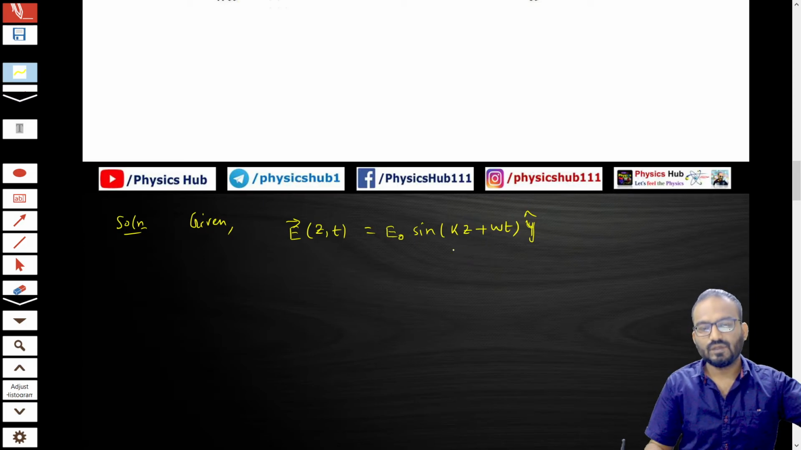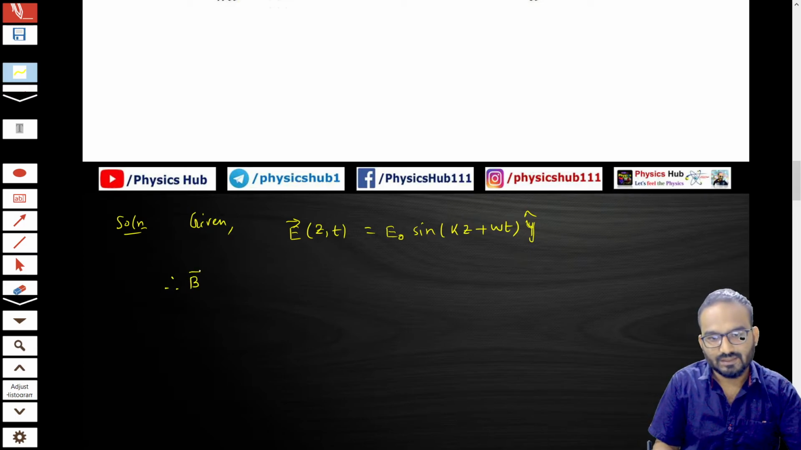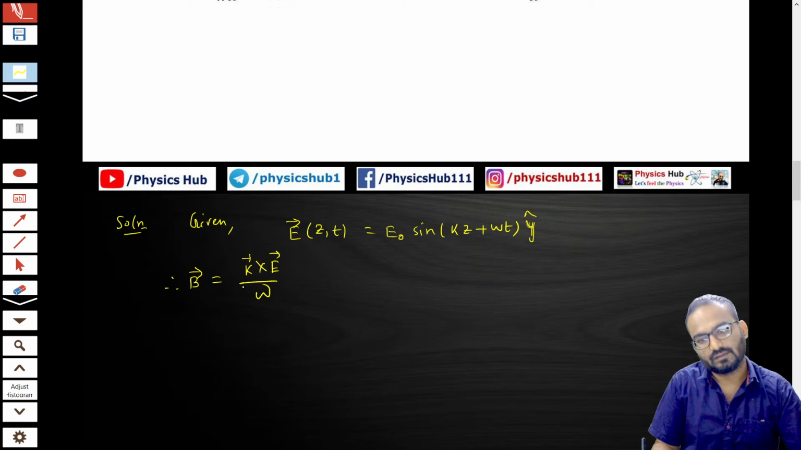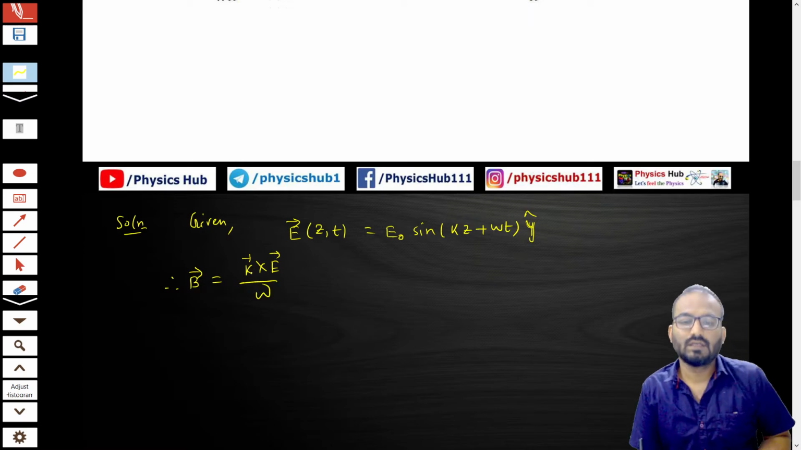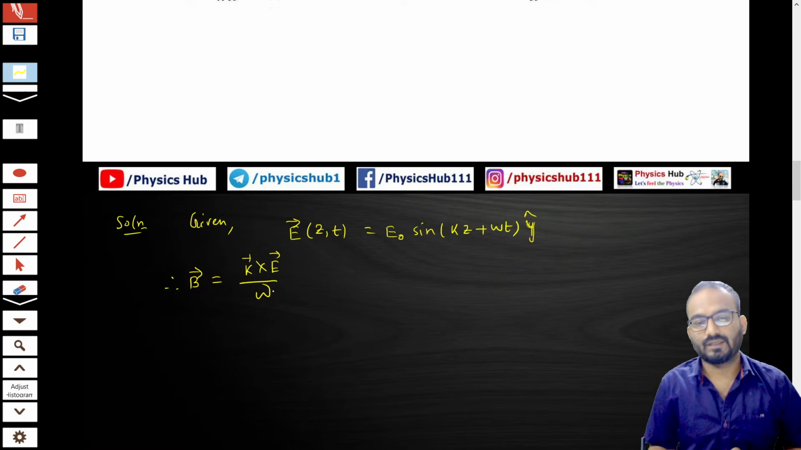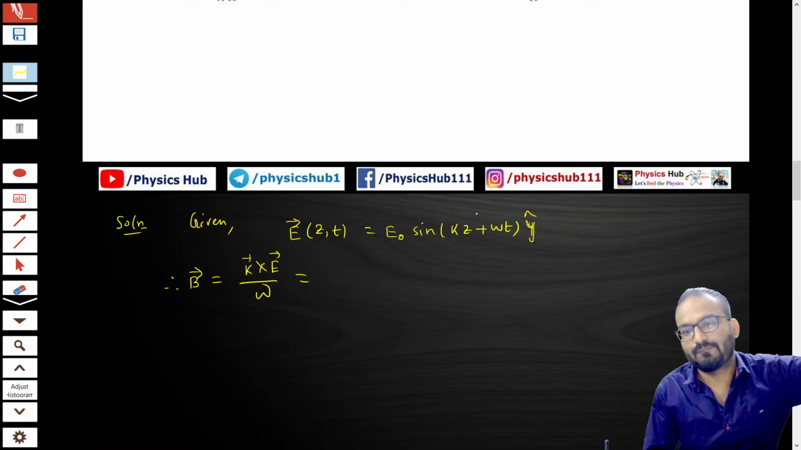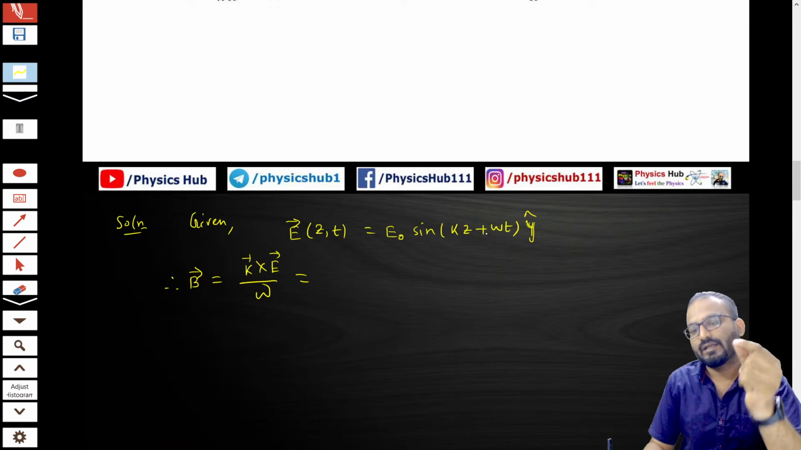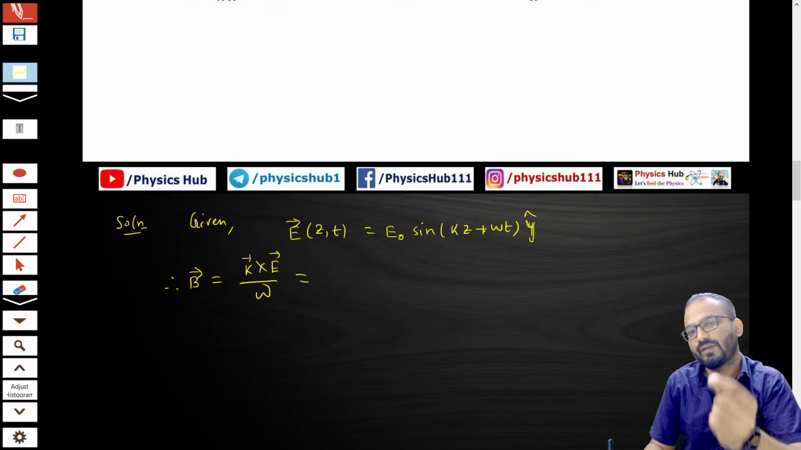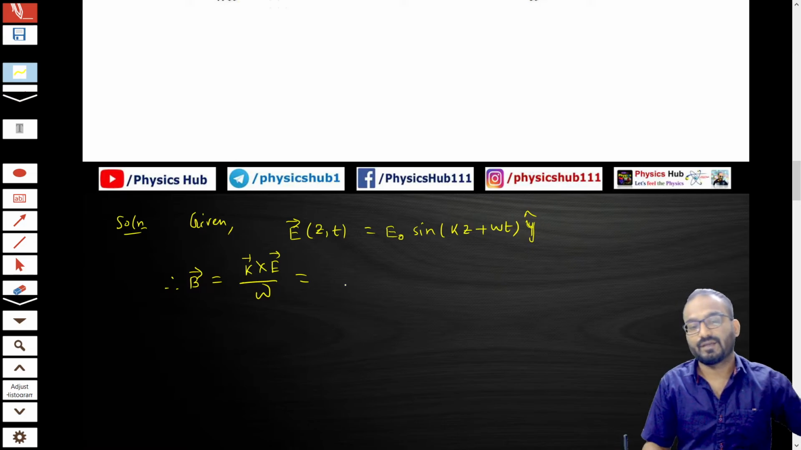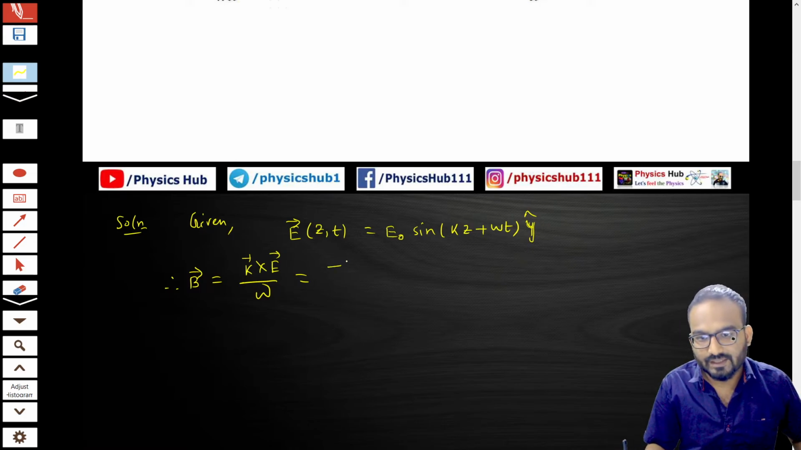Fine. So to calculate the magnetic field, what formula can we use? We can utilize this formula. B is equal to k cap cross E by c. Okay, so we can also write it in this way. If you write the k vector instead of the unit vector, you can write k cross E by omega. Fine. Now from this, kz plus omega t, as it is plus, we can say that the wave is propagating in the negative z direction. Okay, so here the k value should be taken as minus k z cap.